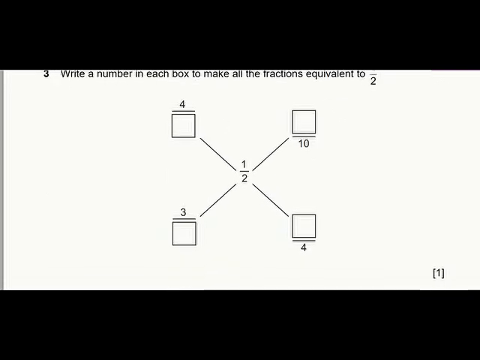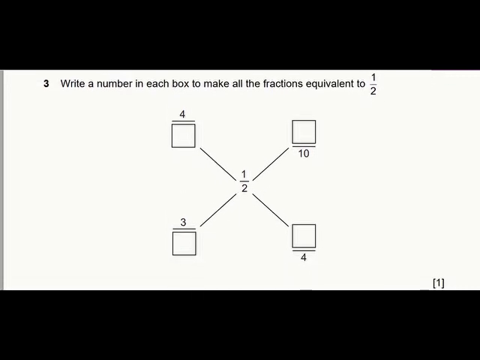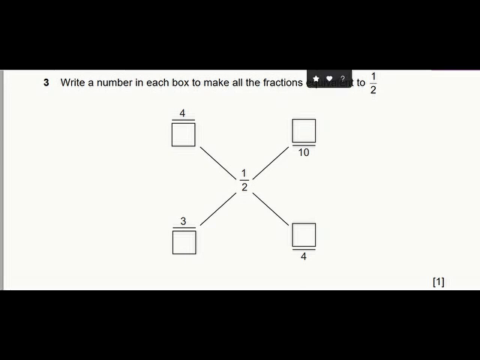Exercise 3. Write a number in each box to make all the fractions equivalent to 1/2. So we want to see 1/2. So it says 1 is the half of 2. 4 is the half of 8. If I simplify, I am going to obtain 1/2, dividing this by 4, which I divide there in the denominator. 4 divided by 4 is 1. 8 divided by 4 is 2. And it will be equivalent to 1/2, right?